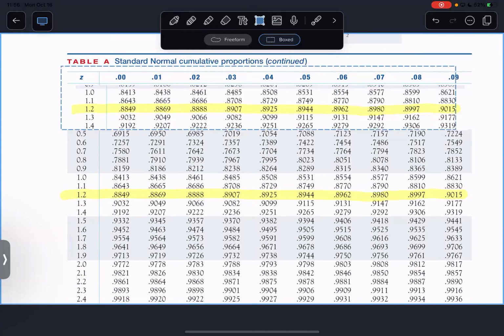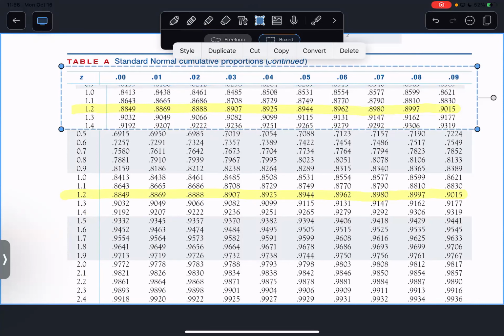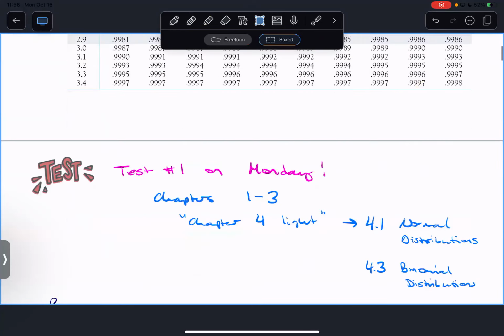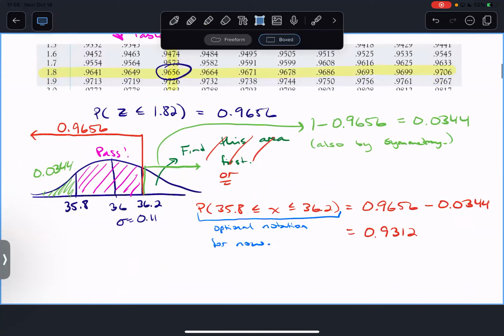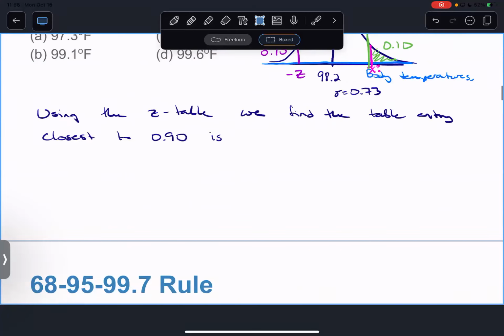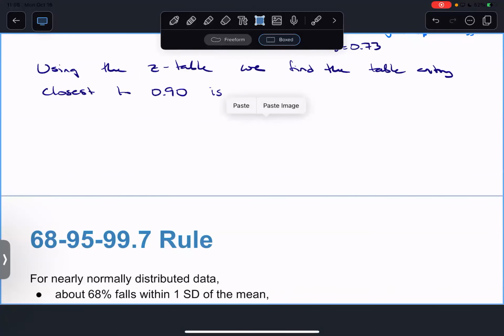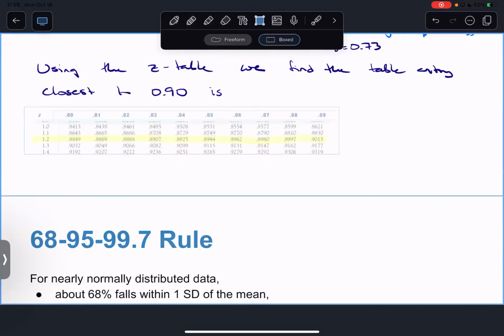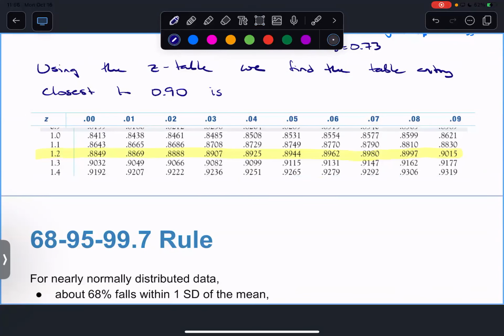Do my same cheater style. Bring it down. Whoa. Am I right in doing this one? 0.8997? Or is it the other one? I think so. I'm going to do 0.9 minus 0.8997.